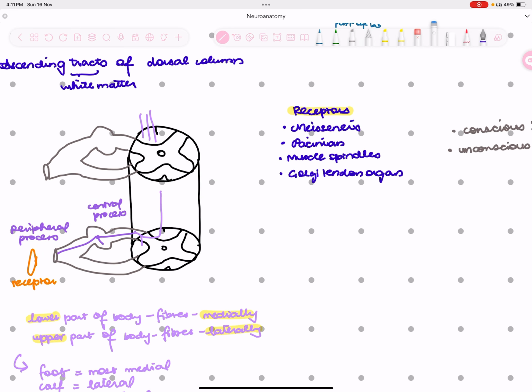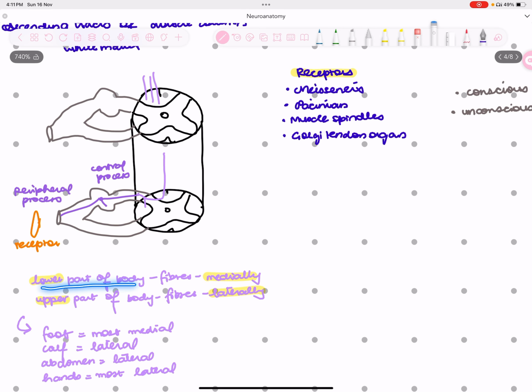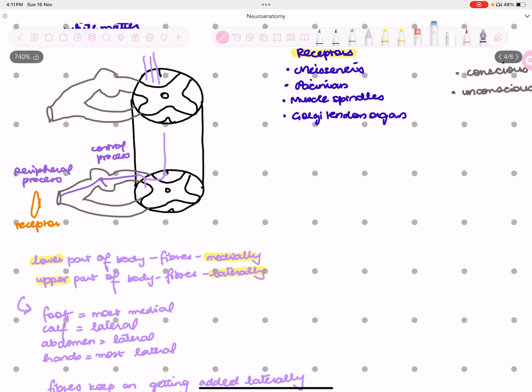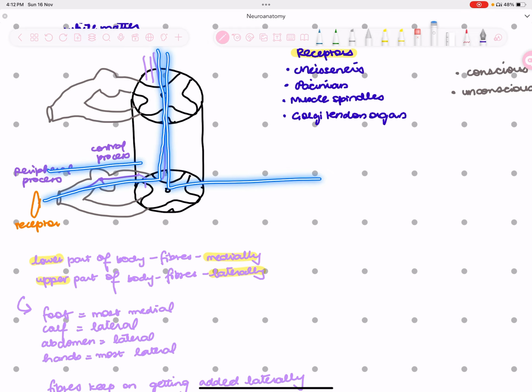added laterally. So in the lower part of the body, the fibers are medial, and in the upper part of the body, the fibers are lateral. I hope I'm making sense. So, for example, the information coming from the foot is going to be the most medial. And any fibers that come after will be added laterally. So, for example, the calf will be lateral to that, the abdomen will be even more lateral, then your upper limb will be the most lateral, right?